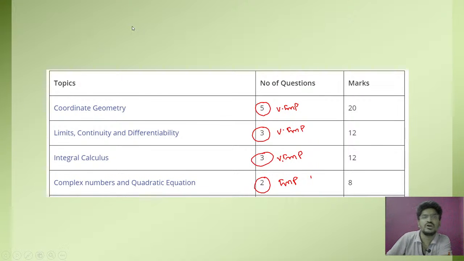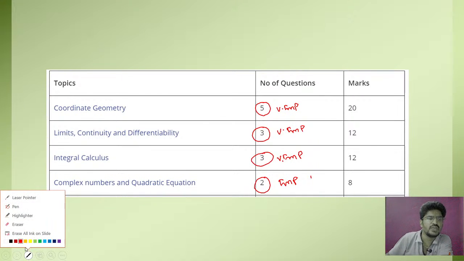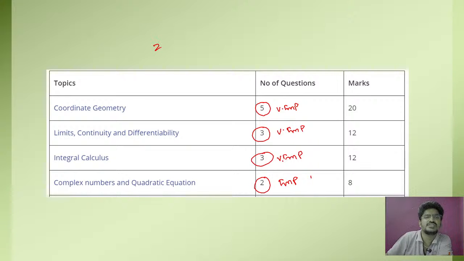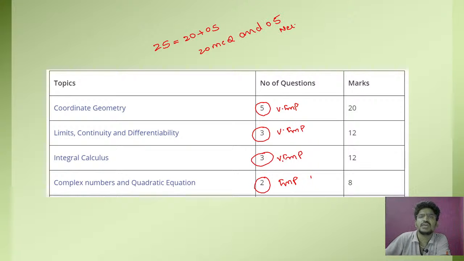And please remember, in the exam there will be 25 questions, that is 20 plus 5: 20 MCQ types, and 5 will be numerical types.